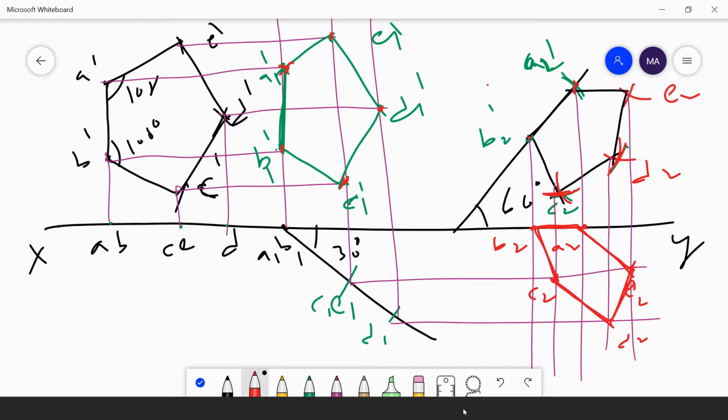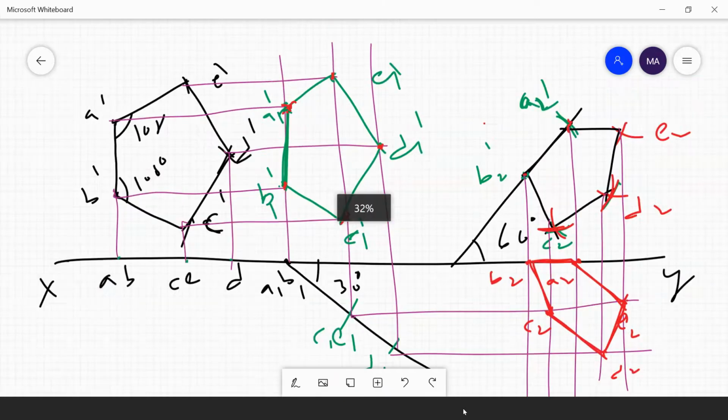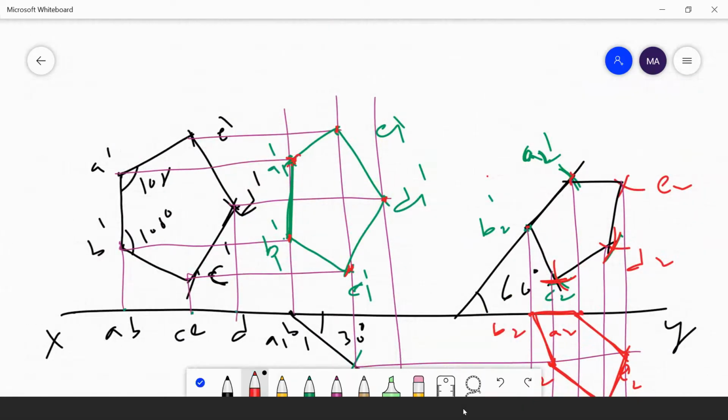Similarly, I'm taking A1 dash E1 dash as a radius, A2 dash as a center, drawing one arc. Then B1 dash E1 dash as a radius, B2 dash as a center, I'm cutting this arc. I will get an E2 point. Then I am joining all these points freehand, and I will get a pentagon with an inclination of 60 degrees. Then I am projecting all the same points.